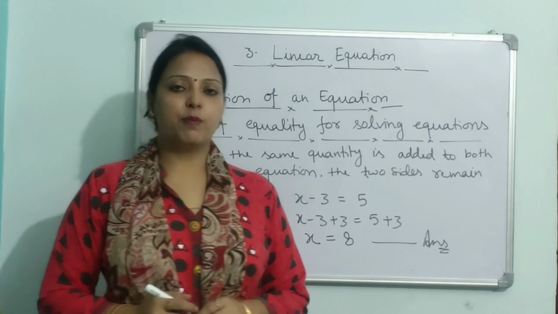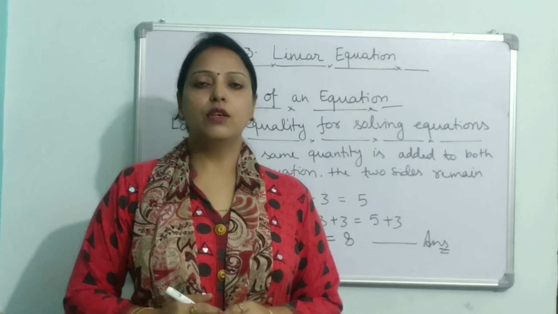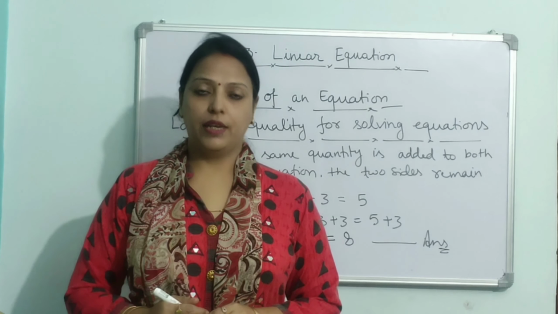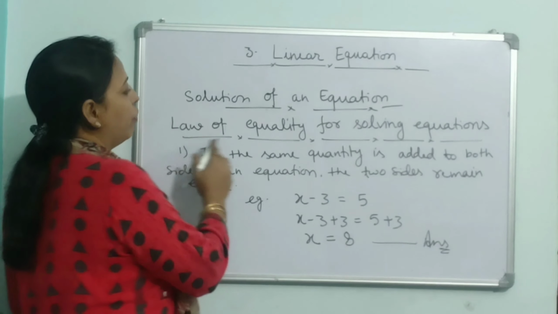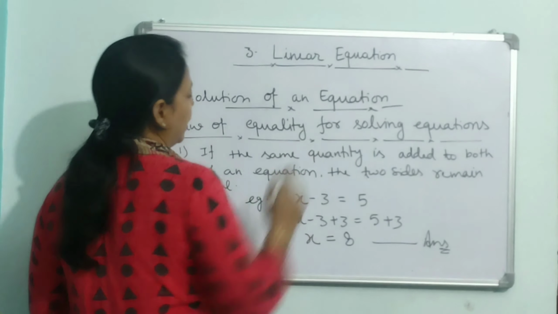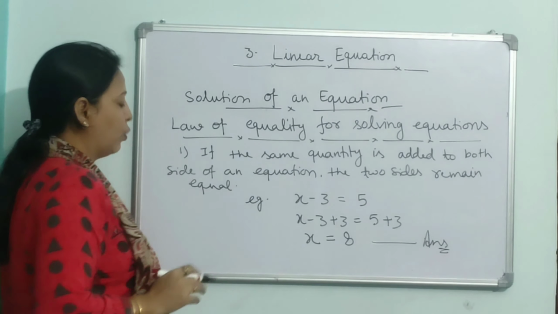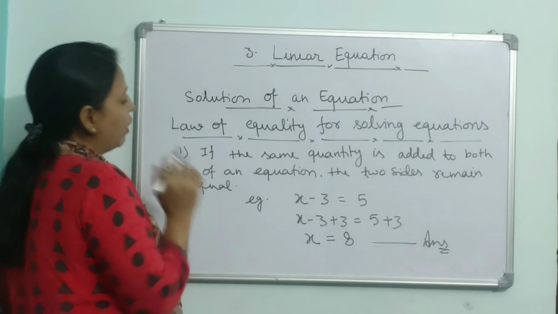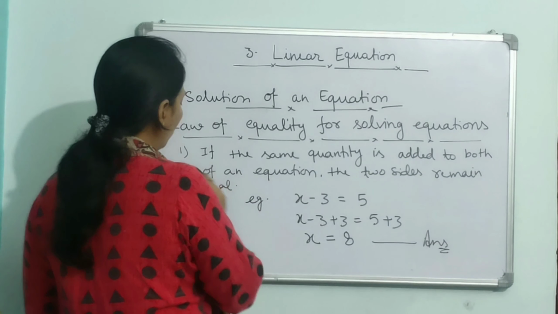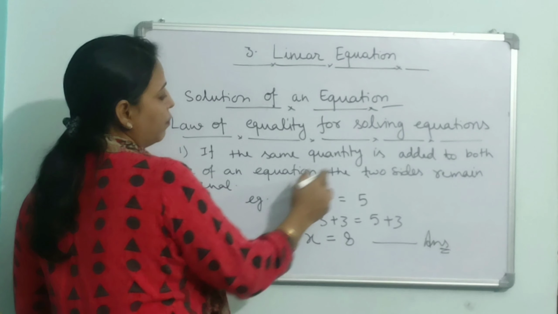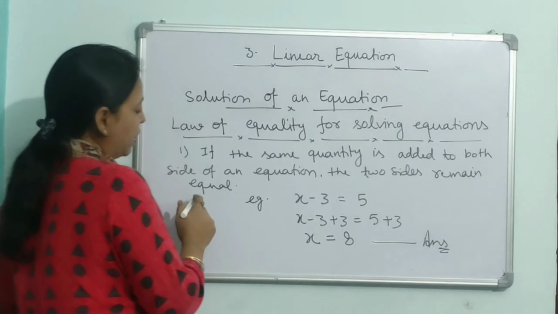Now I will explain how to find the solution of a linear equation, and the first method is the law of equality for solving equations. Now what is the law of equality? It means that if the same quantity is added to both sides of an equation, the two sides of the equation remain equal.